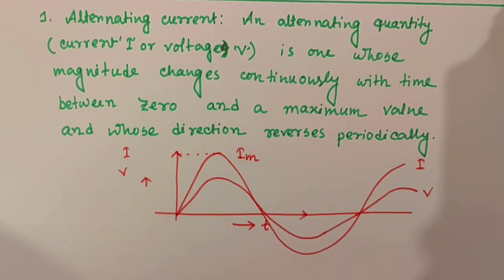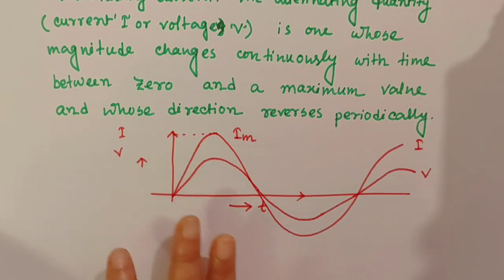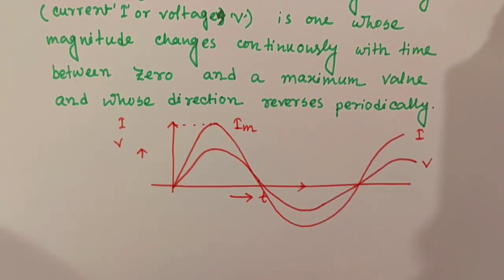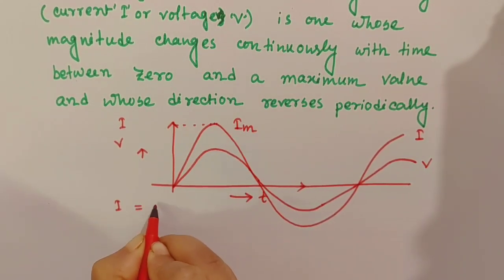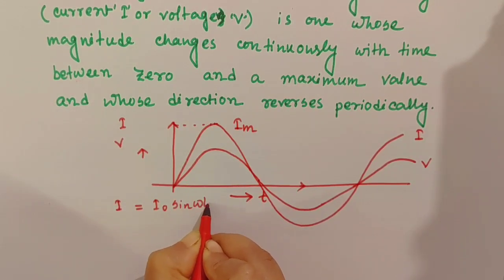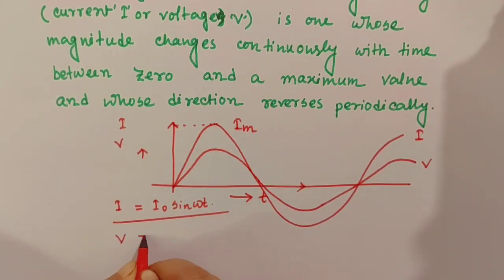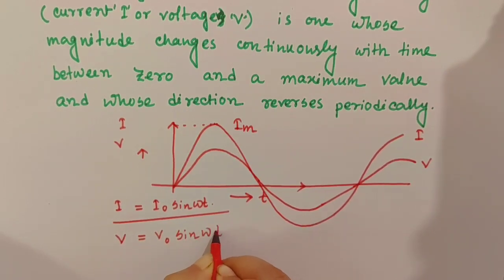So alternating current or voltage varying as sine function can be written as, we are drawing this diagram for alternating voltage and current with time, and we can write it as I is equal to I naught sine omega t. Okay, and we can write V is equal to V naught sine omega t.